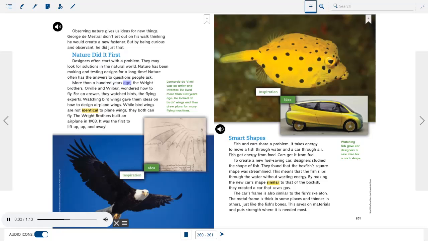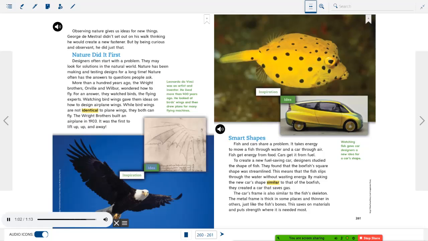More than 100 years ago, the Wright brothers, Orville and Wilbur, wondered how to fly. For an answer, they watched birds, the flying experts. Watching bird wings gave them ideas on how to design airplane wings. While bird wings are not identical to plane wings, they both can fly. The Wright brothers built an airplane in 1903. It was the first to lift up, up, and away.